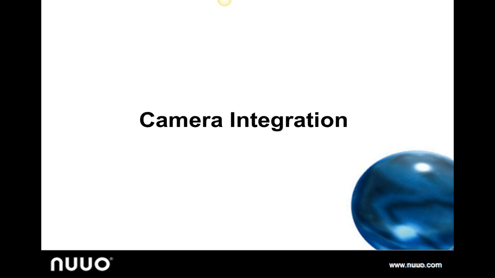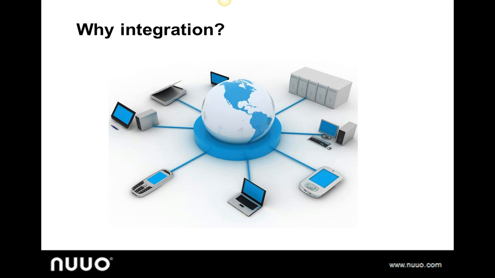Okay, the last part is about the camera integration. So why do we need integration? As you can see in this picture, now we have so many kinds of devices: laptop, a phone, NAS, your smartphone, your iPad, television, PC, IP cam, whatever it is. So many different kinds of devices, but to use them in the same project, you have to make sure that those devices can communicate with each other. So we need to integrate them.